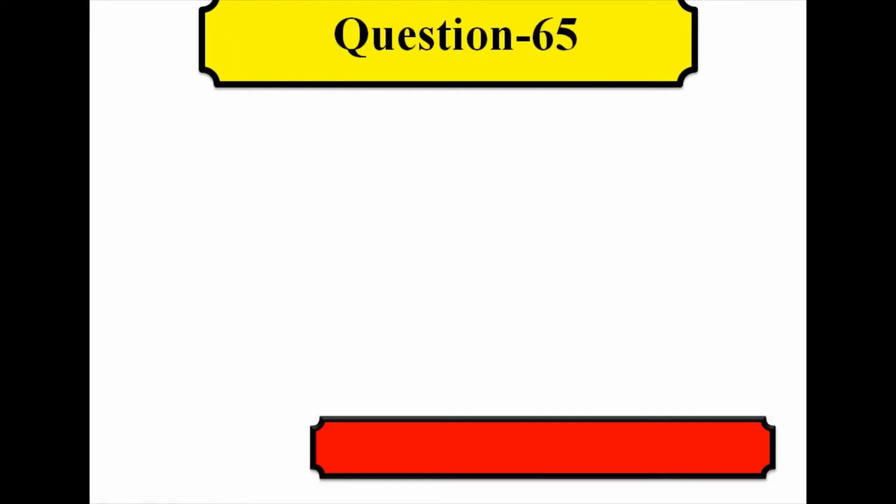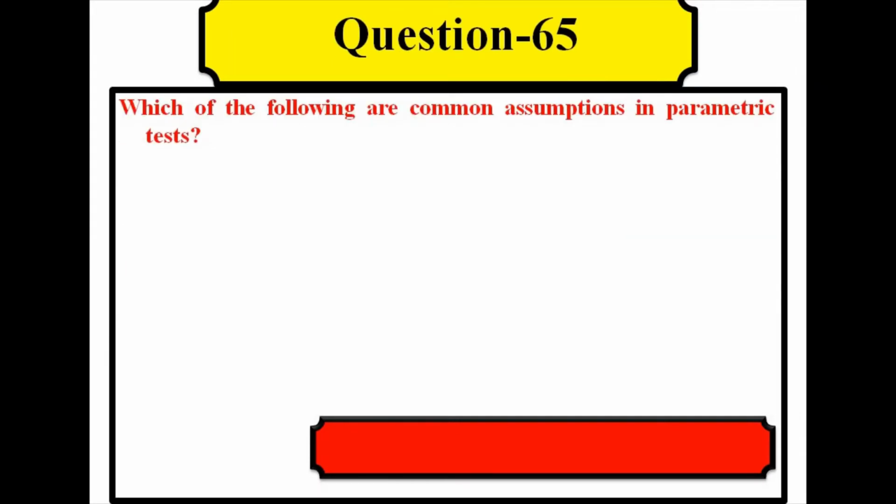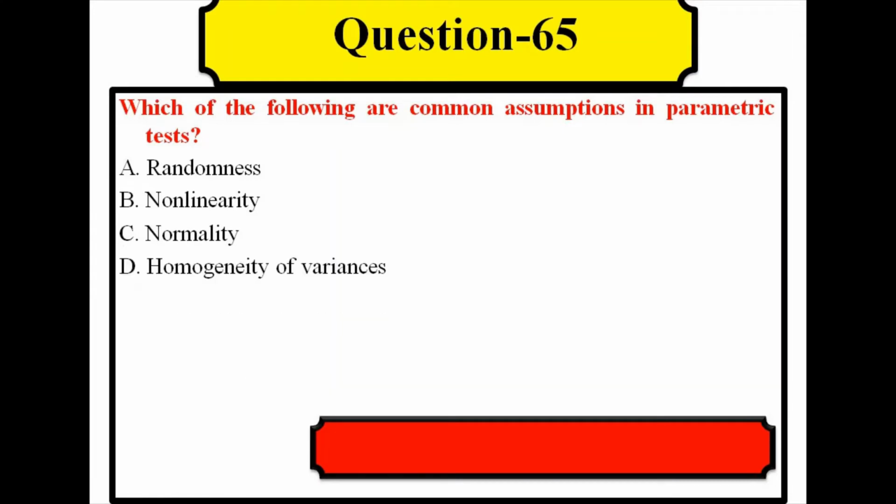Question 65. Which of the following are common assumptions in parametric tests? A. Randomness. B. Nonlinearity. C. Normality. D. Homogeneity of variances. Choose the correct answer from the options given below.